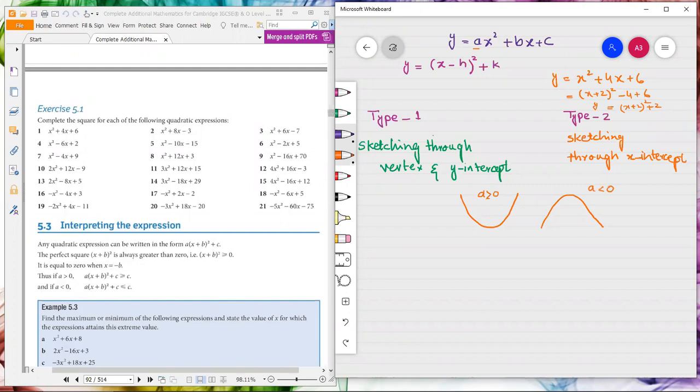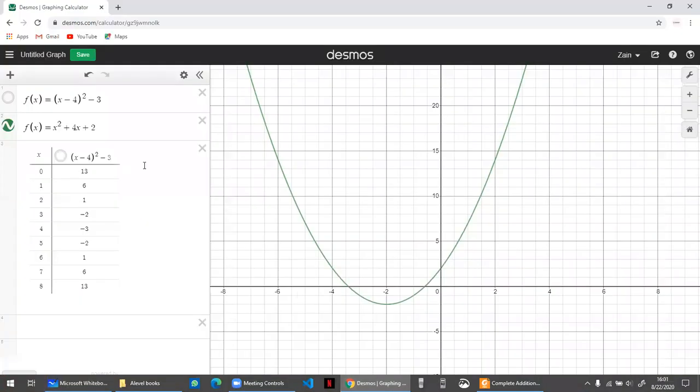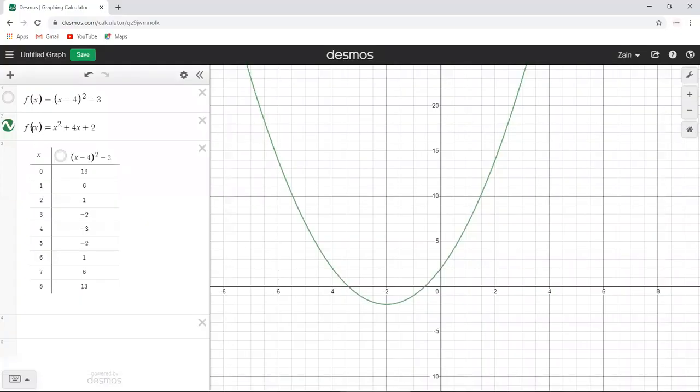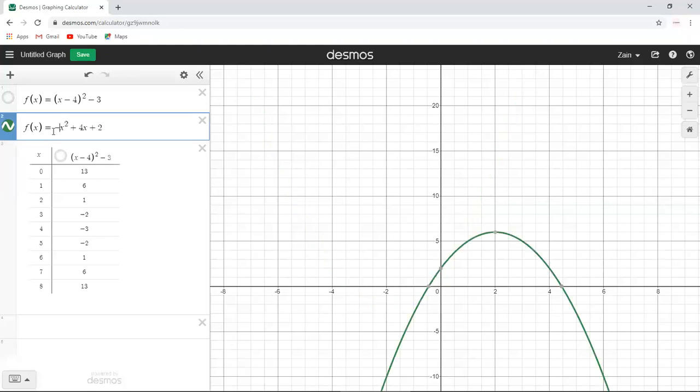Just take an example. We can draw it through Desmos. If you look at this, f of x is equal to x square plus 4x plus 2. This is the graph of f of x is equal to x square plus 4x plus 2. If you are looking at this green curve, it is open upward. If I just change the sign of x square, it will open downward. So this sign actually decides whether it will open upward or open downward.